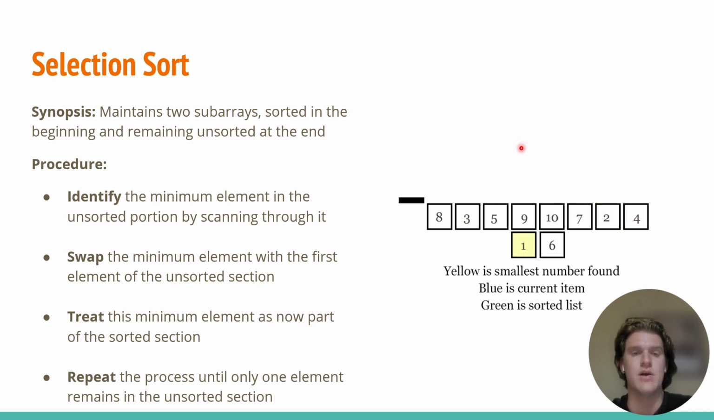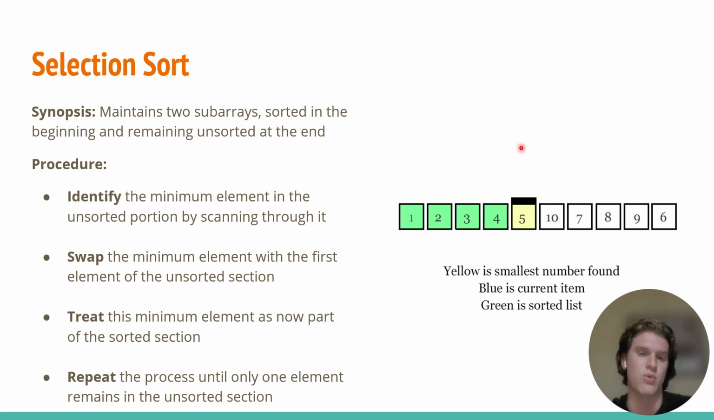Selection sort, first up, basically works by selecting the smallest element from the unsorted part and moving it to the sorted portion. It repeats this process until the array is sorted and is simple but inefficient for large data sets due to its O(n^2) time complexity. So as you can see, it identifies the minimum element in the unsorted portion. This is the sorted portion. Swaps and repeats until only one element remains in this sorted section over here.